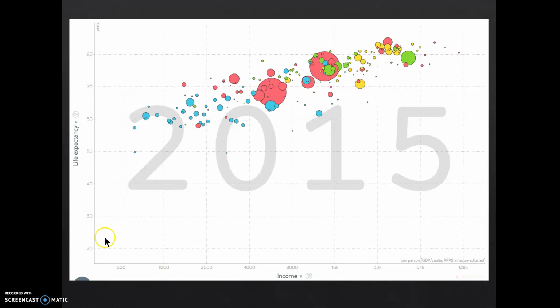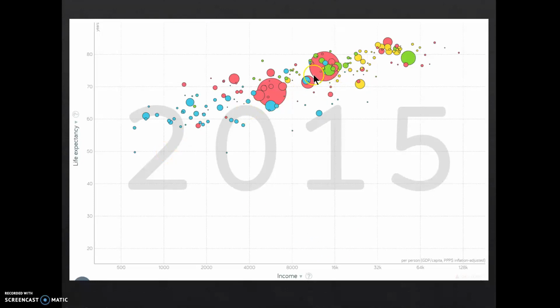So what does it mean if there's a country in this area, like in the video? It means this country has people with low income on average and low life expectancy. That means citizens in this country are generally poor and sick. And if you go all the way to the top, that means people in those countries are rich and healthy. They live longer lives. So you understand the relationship between those two variables.